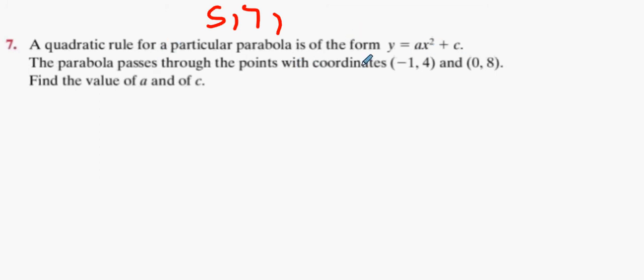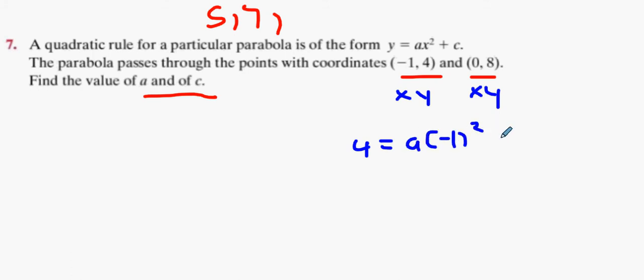Now, the quadratic rule for a particular parabola is in this form here. The parabola passes through these 2 points. Find the value of a and c. Alright, you guys will eat this one up, to be honest. What's the only thing you have to do? Plug it in and get a simultaneous equation. So, y equals 4 when x equals minus 1. 4 equals a plus c.